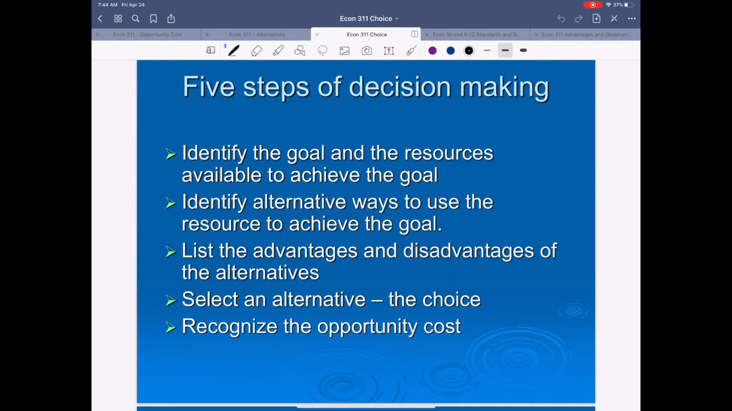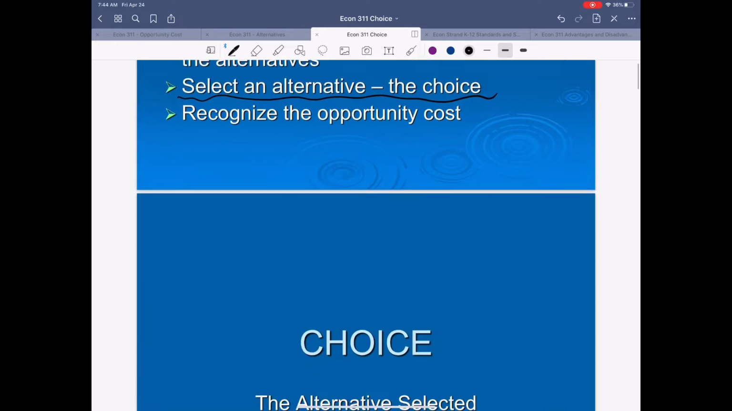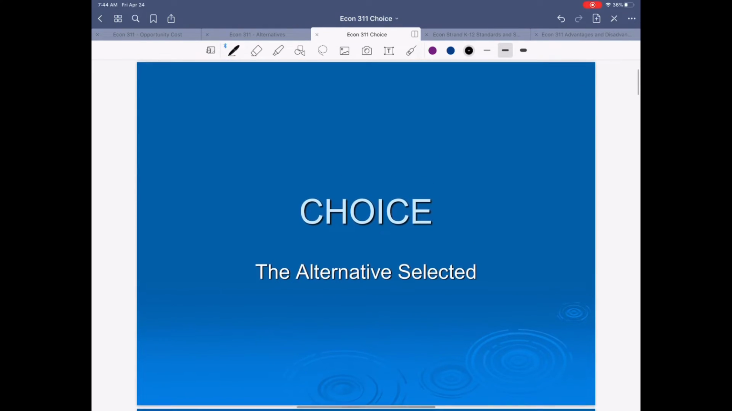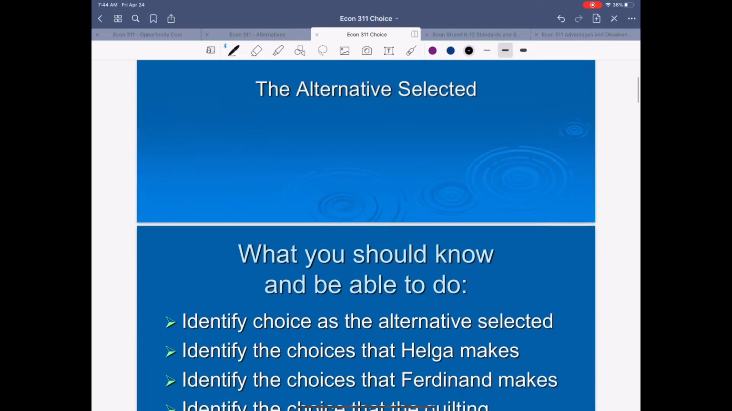As we continue along our steps of decision making, we go back to our original 5 steps. We have talked about goals and resources. We've looked at alternatives. We've looked at advantages and disadvantages of alternatives. In this section, we're going to talk about what selecting an alternative is, this decision making itself, which is the choice. So choice by definition is the alternative selected.